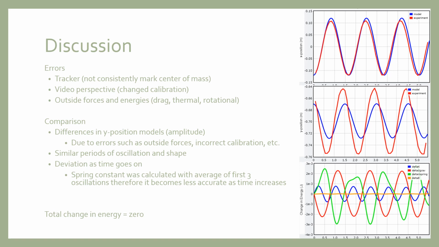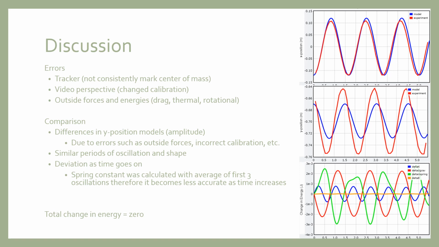Comparing the top two graphs, there are differences in the amplitudes of the y position model versus experiment, which can be attributed to the errors discussed previously, specifically errors such as not consistently marking the center of mass, incorrect calibration, and not considering outside forces such as drag force, as all of those errors affect the y direction. Both graphs have similar oscillation periods and shape when comparing the model and experiments.